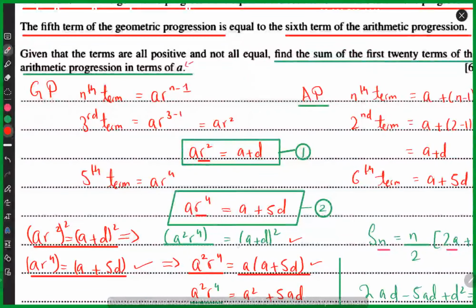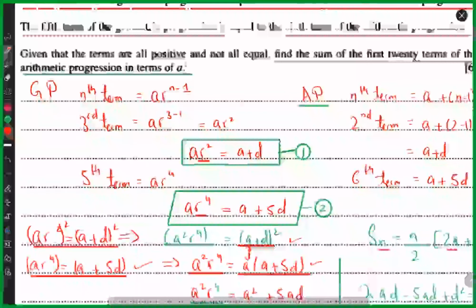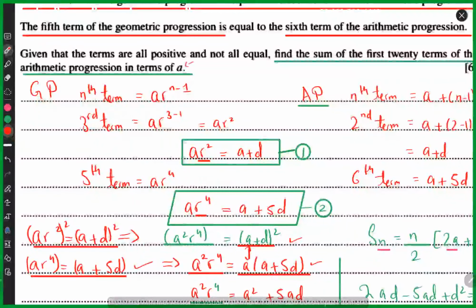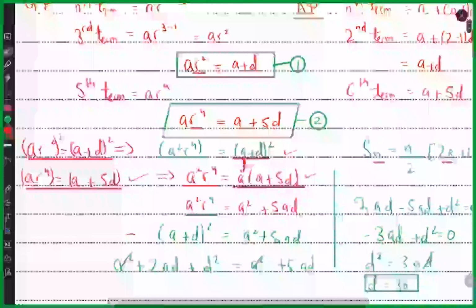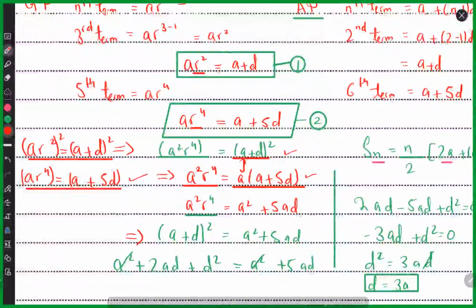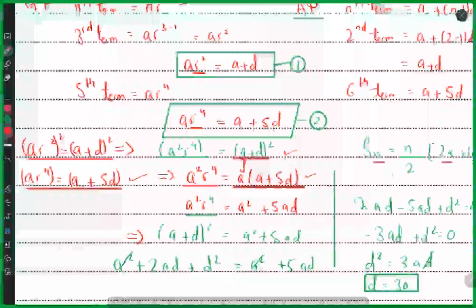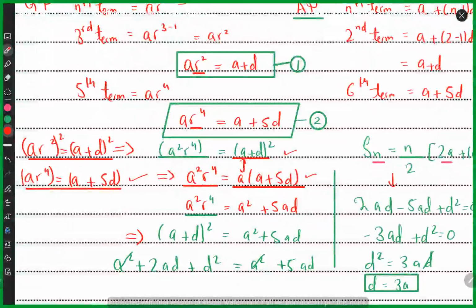And now I can directly equate these two equations. I can directly just equate a plus d whole squared and a into a plus 5d. And this is what I have done at this point. Next, I had a plus d whole squared. I've expanded that. I've canceled a squared and a squared. And I just did some simplifications on this side. And at the end, I got d equals 3a.